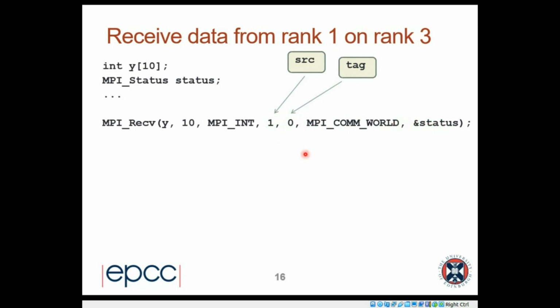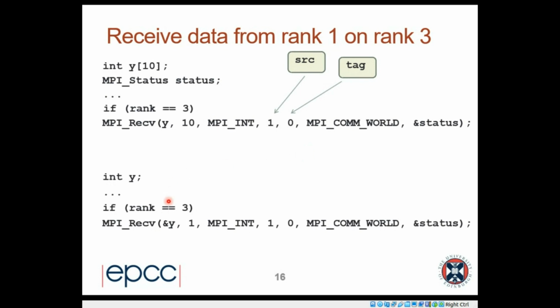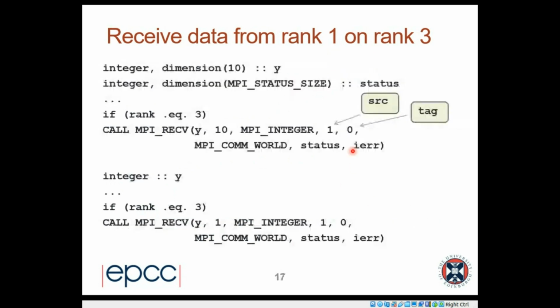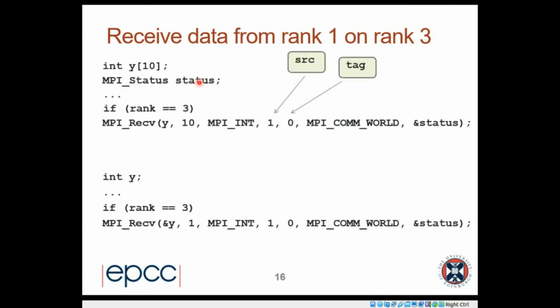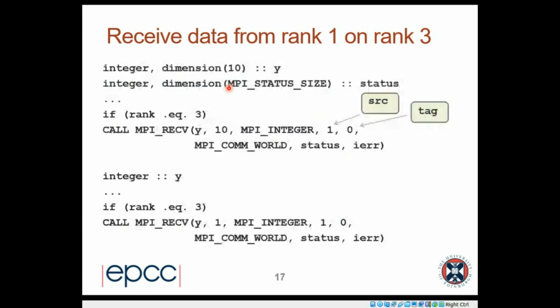And again, I have to say if rank equals 3, because if I ran that code, everybody would receive and it would deadlock because everybody would be receiving and nobody would be sending. And again, for a scalar, you just specify the address of y and say it's 1 integer. I'll do the Fortran one next because it's just the same. Again, dimension 10, y. So this is the difference. In C, it's MPI_Status. In Fortran, it's integer, dimension MPI_STATUS_SIZE, status.